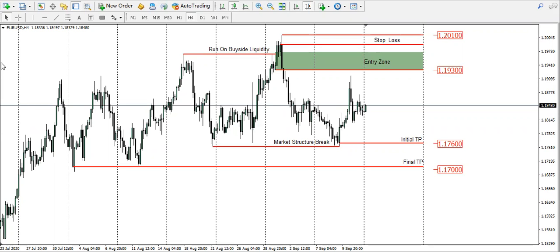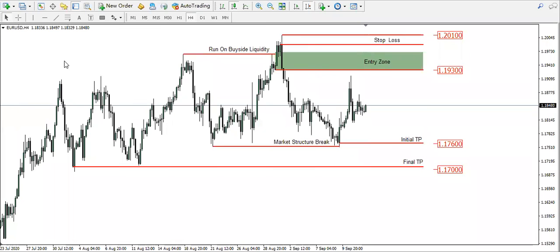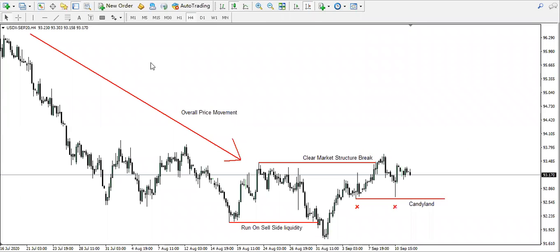So I'm going to start with EURUSD. I'm expecting EURUSD to sell. Right, why is that so? If we take a quick look at the USD index, we're going to find out that we have been having an overall price movement that is bearish, but then in the last couple of weeks we saw a break in market structure after a run on sell side liquidity, right?